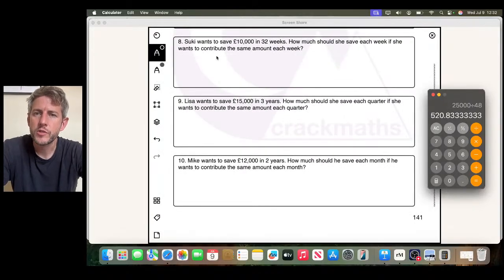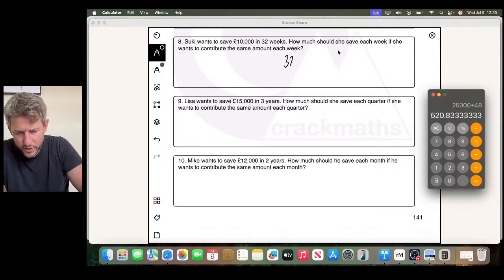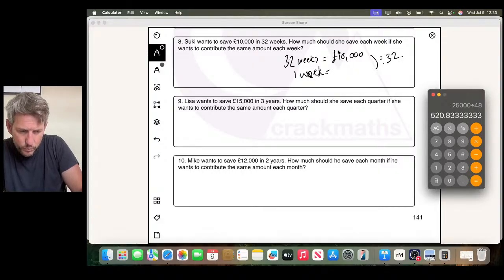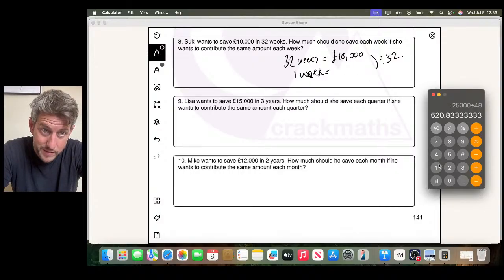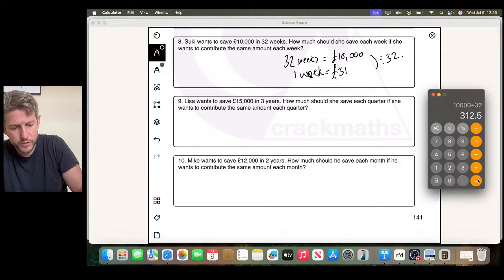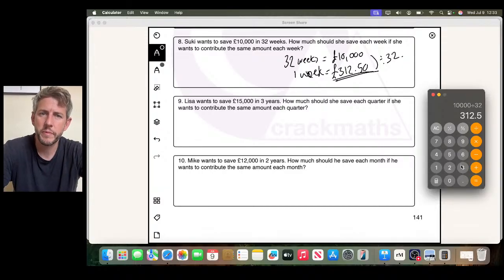Question 8. Suki wants to save £10,000 in 32 weeks. How much should she save each week if she wants to contribute the same amount each week? Okay, so 32 weeks has to equal the £10,000. So then we want 1 week. So we've got to just divide this by 32 to get 1 week. So 10,000 divided by 32. There we go. That's a nice number. 312, and then remember to put the 0 after this because it is pounds and pence. Okay, £312.50. Right.